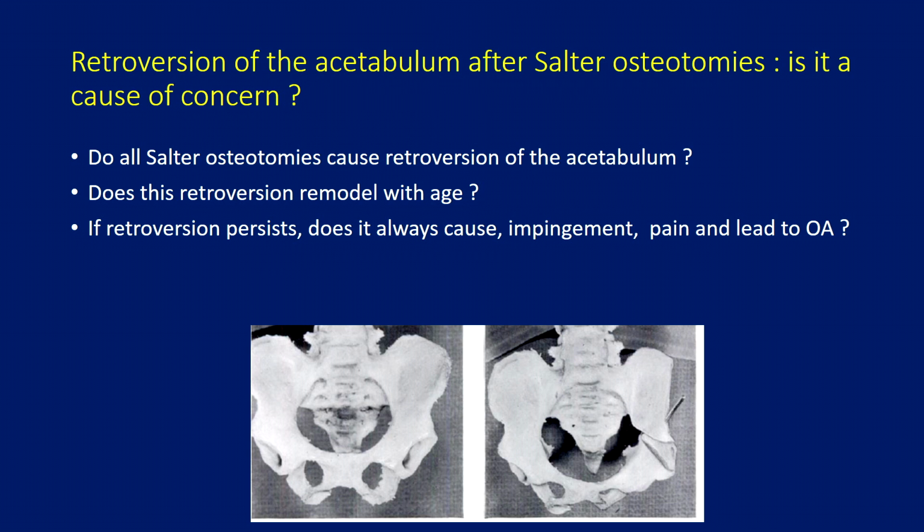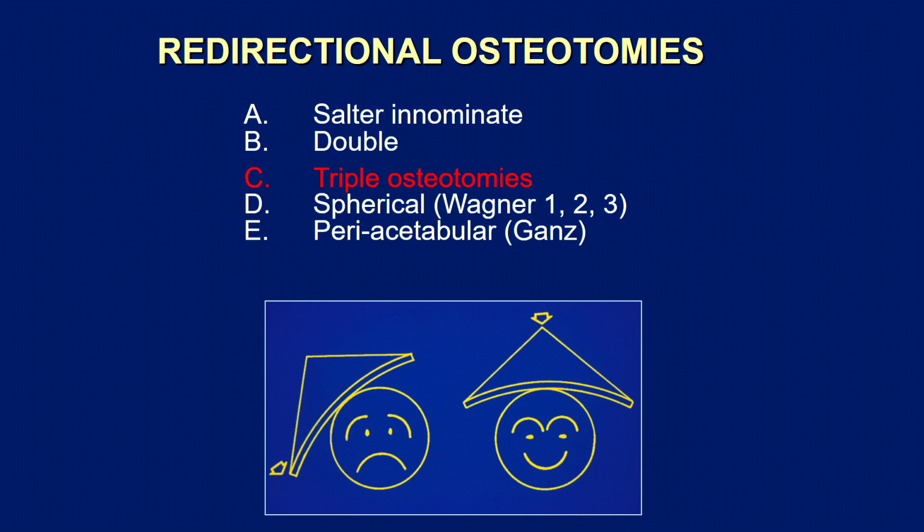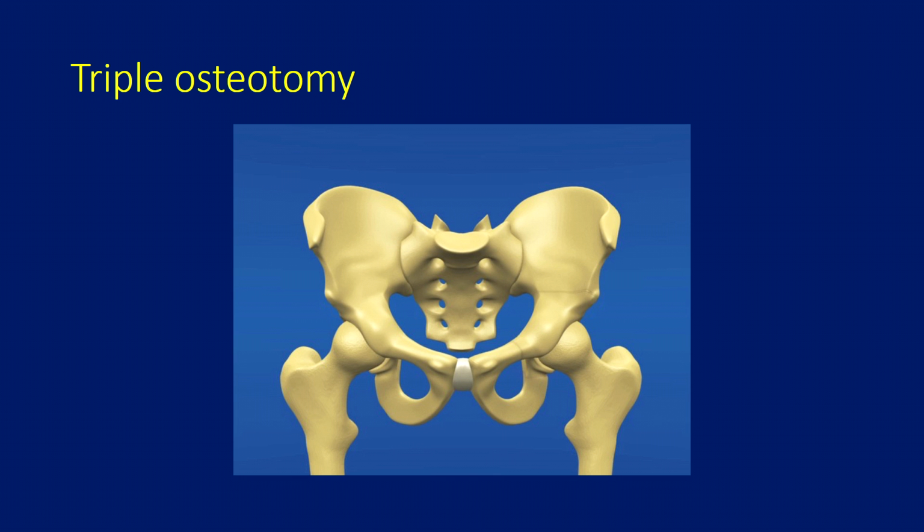Next, we'll go to, I will skip it, triple osteotomy. Triple osteotomy were devised in case the Salter cannot correct moderate or severe dysplasia. There are 3 cuts. You have your first cut, which is a Salter cut, and then you have your second cut here, and the third cut here, so that this fragment now becomes completely mobile except for ligamentous attachment. But you can do a huge coverage with this osteotomy.